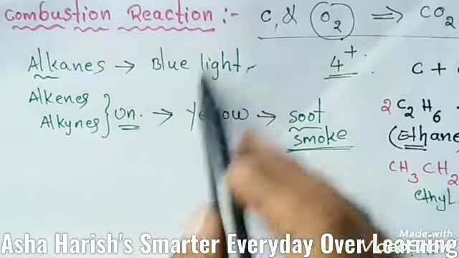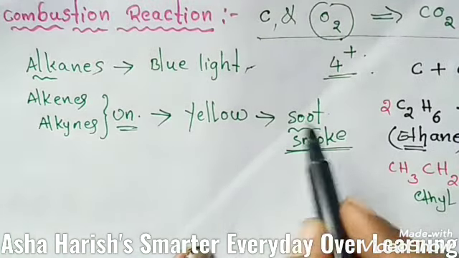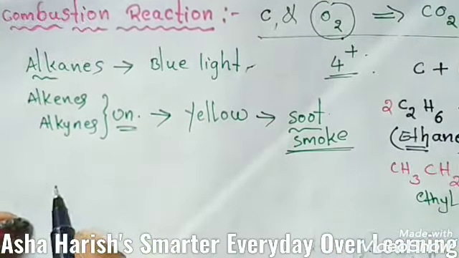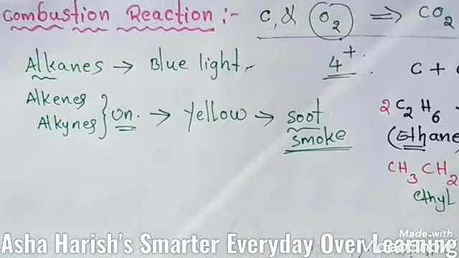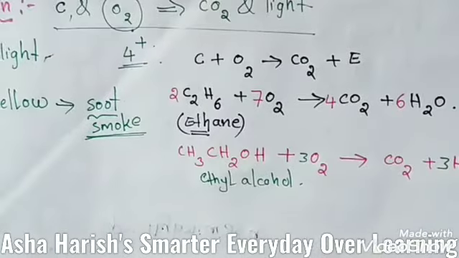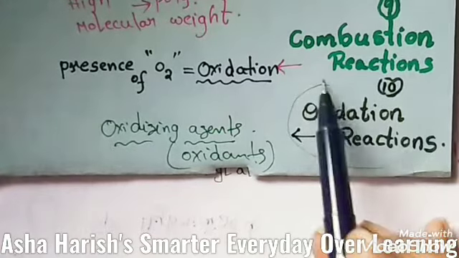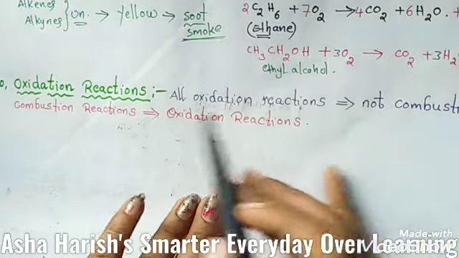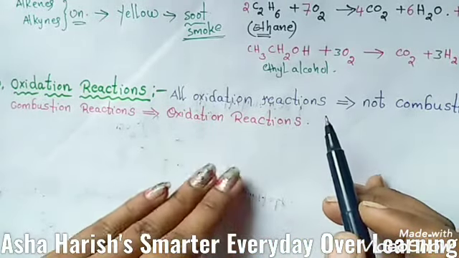For suppose if air is not sufficiently available during this combustion, even saturated hydrocarbons give a sooty flame. Coal and petroleum, etc. are examples. Okay students, this is about combustion reactions, and these are the examples of combustion reactions. Next we shall go for oxidation reactions. In these oxidation reactions, there is one very important and confusing point you have to know.